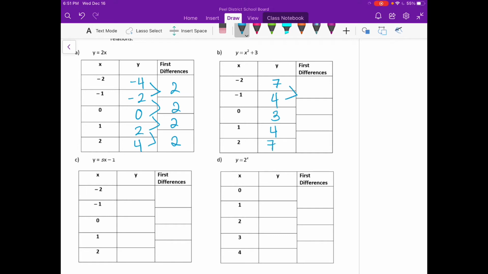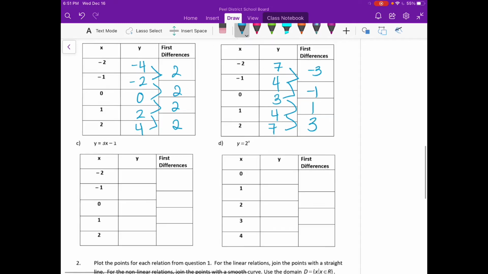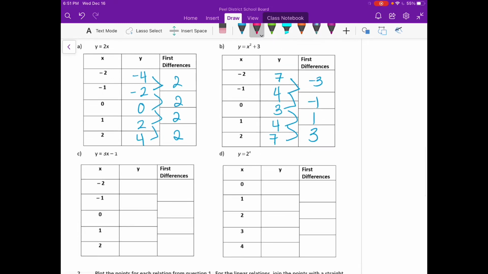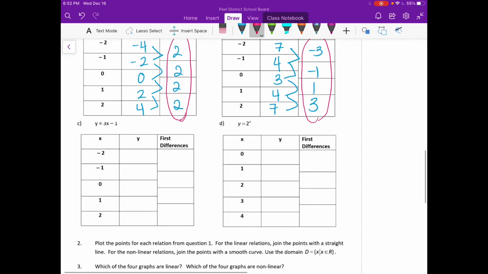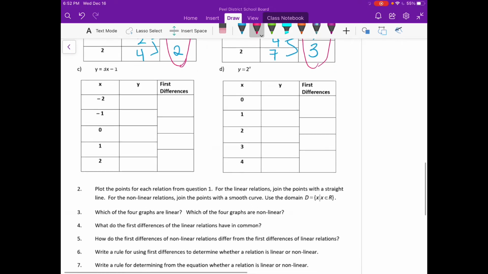Right? First difference is 4 minus 7 is going to give me a negative 3. 3 minus 4 is going to give me a negative 1. 4 minus 3 will give me 1. 7 minus 4 will give me 3. Notice how these are not the same. And here, these are the same, right? And that's important. It's important for us to remember.